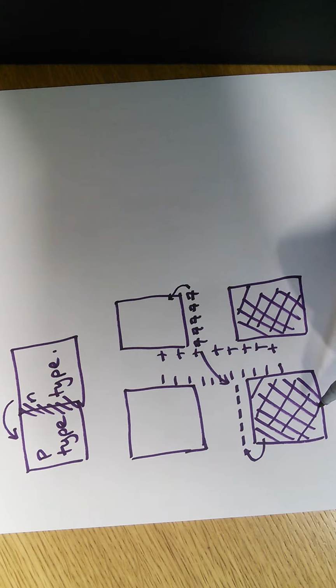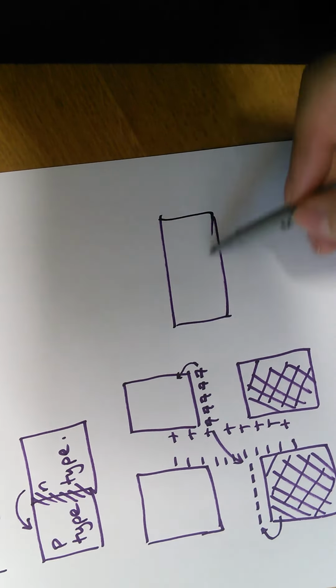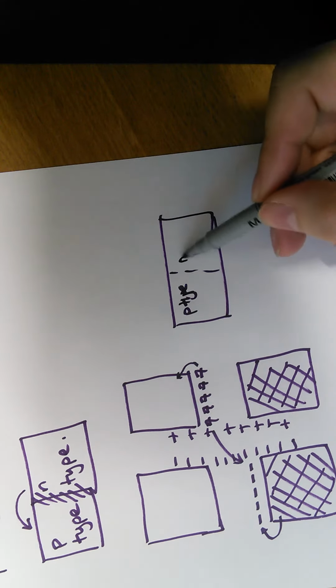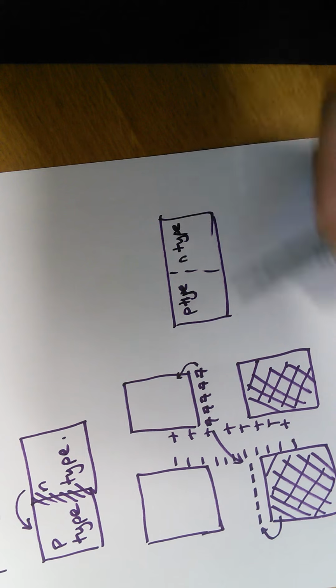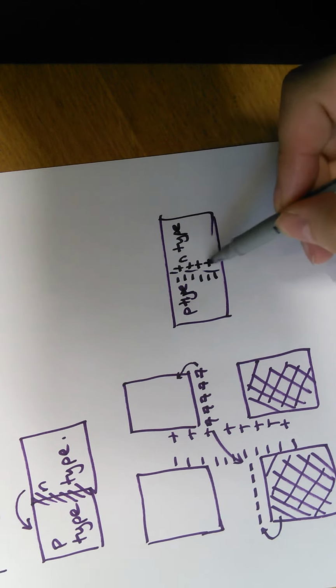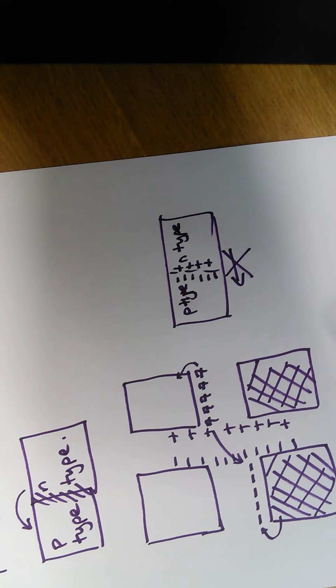So what we have is our PN junction with the P-type and the N-type, plus our charges at the boundaries, and we can have no conductivity through that boundary.